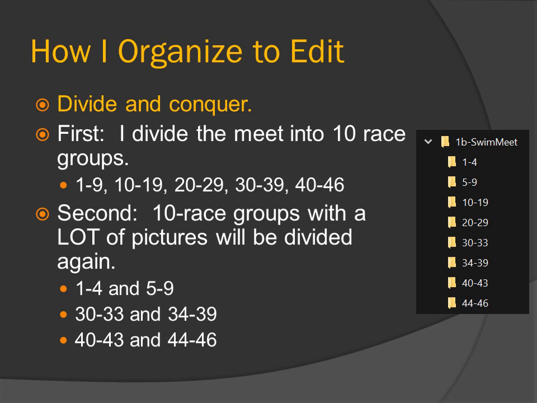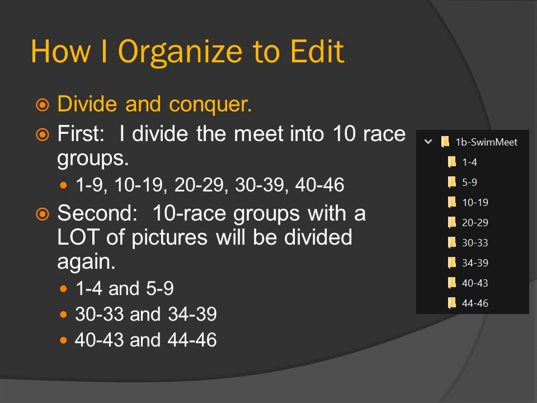How I organize to edit. Divide and conquer. First, I divide the meet into 10 race groups. Example, events 1 through 9, 10 to 19, 20 to 29, 30 to 39, and 40 to 46.